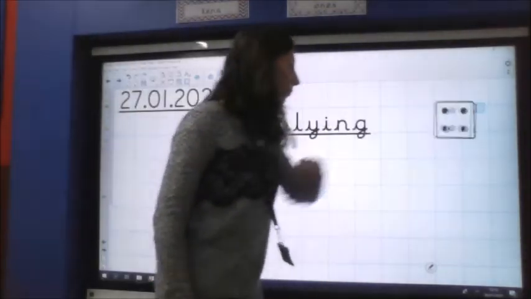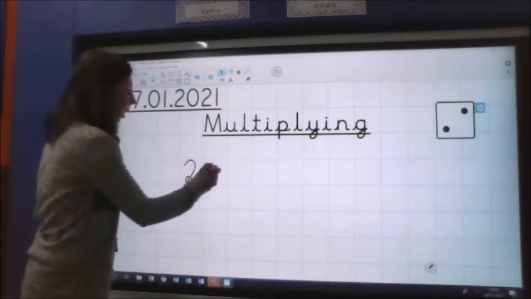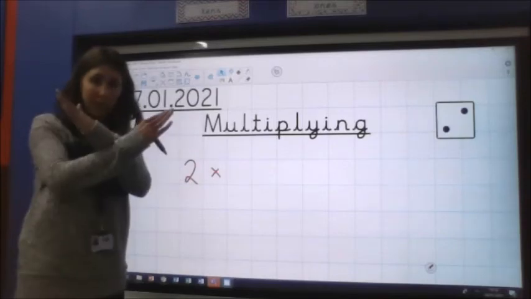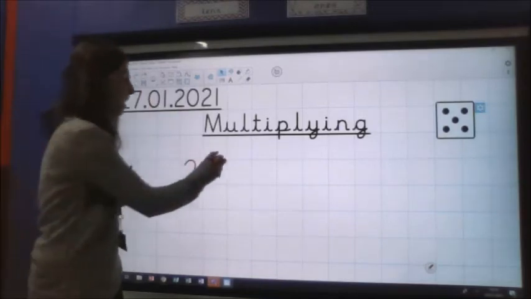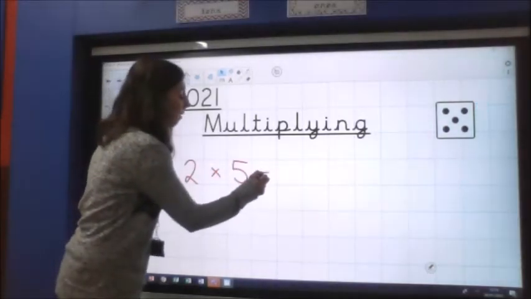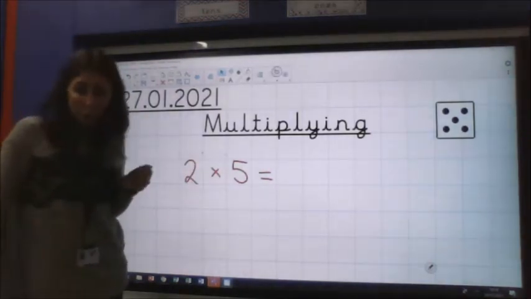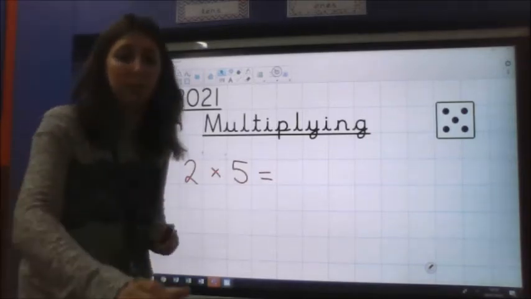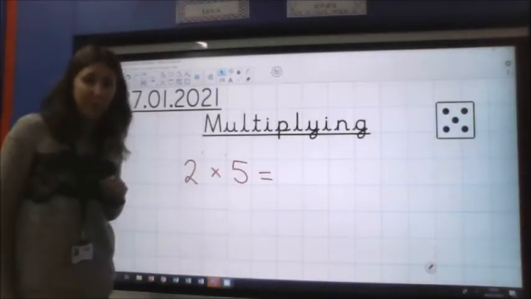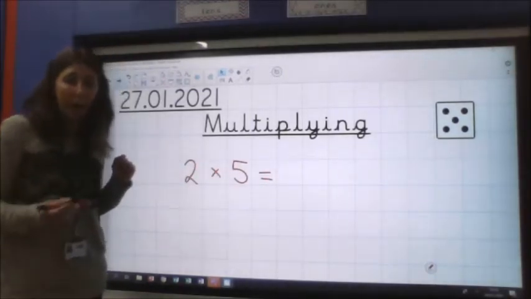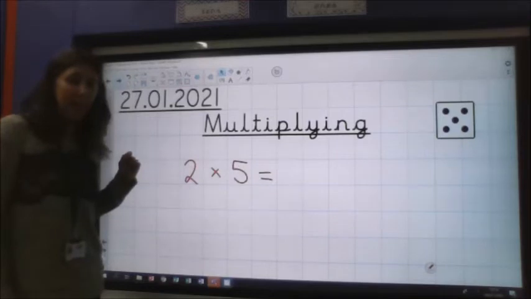Okay, what I'm going to do is use my dice to give me two numbers. Okay, so my first number is 2, then I'm going to be multiplying, so we need our times sign, and then my second number is 5. Okay, and what we know about multiplying is that we can swap the numbers around and do them in any order, just like we can when we are adding. Okay, so I could count in twos, or I could count in fives to work that one out, or I could do it where I draw some groups or I draw an array. Okay, let's have a go.